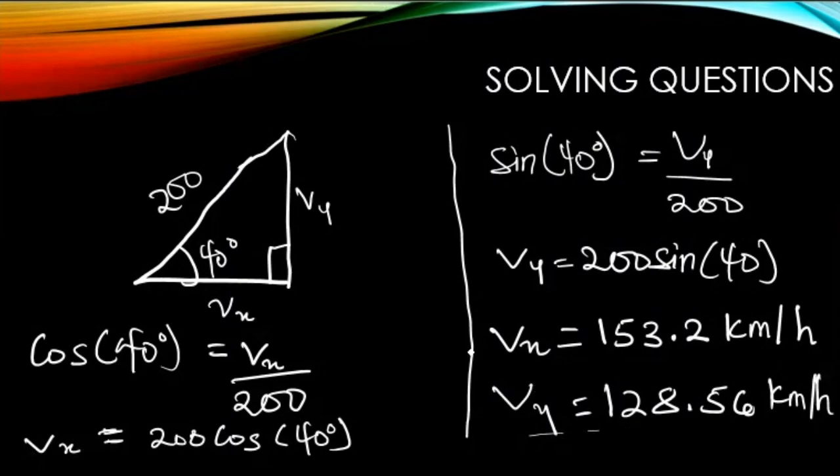And using Pythagoras theorem, if you add these two vectors, that's using the vector form, you get your actual vector. That's the 200 kilometers per hour.